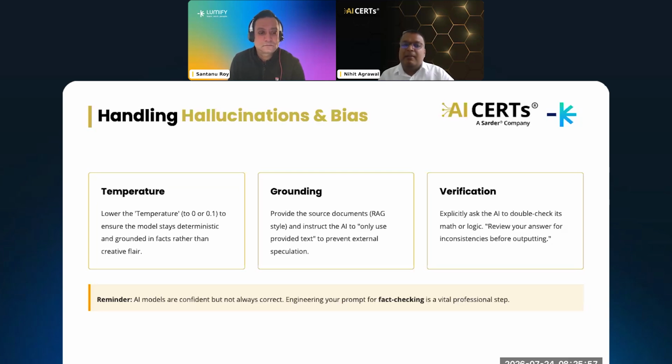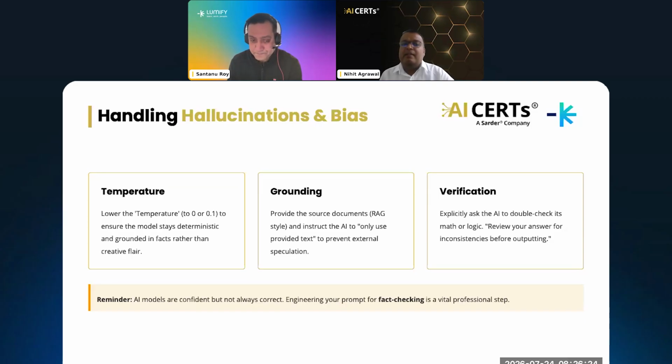So there are three practical techniques that can help you reduce hallucinations and bias. First we have temperature. Temperature setting is how we can control how creative or predictable an AI model becomes. A lower temperature keeps the AI grounded and reduces the likelihood of made up information. A higher temperature means higher creativity.